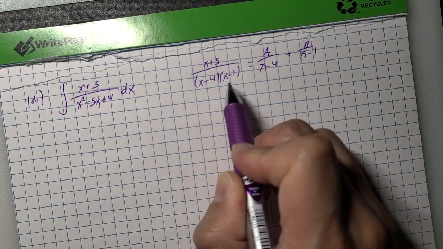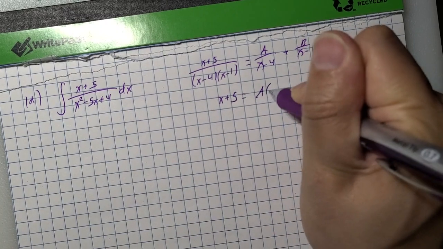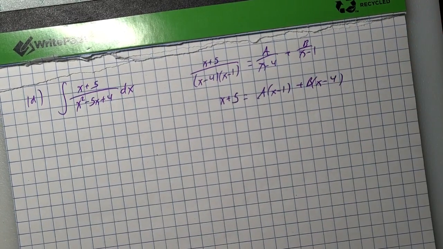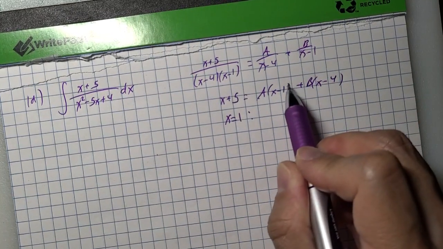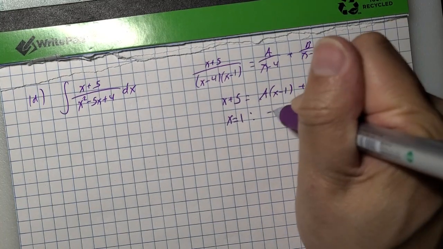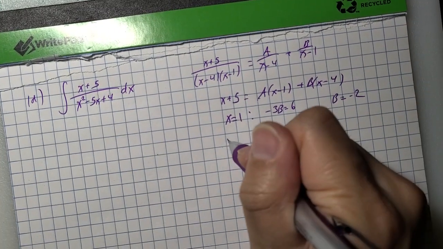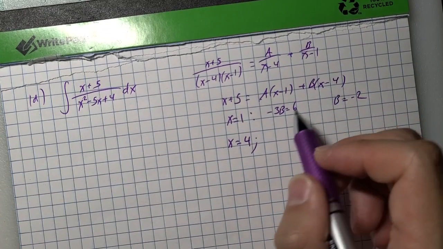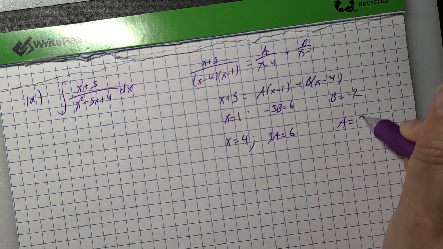So we multiply both sides by the denominator. That'll be x plus 5 equal to A(x minus 1) plus B(x minus 4). Okay, if we plug in x is equal to 1, this guy would go away. We get minus 3B is equal to 6, or B is equal to minus 2. If x is equal to 4, then this guy would go away. We get 3A is equal to 6, so A is equal to 2.